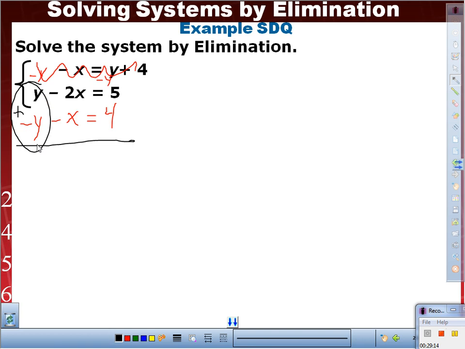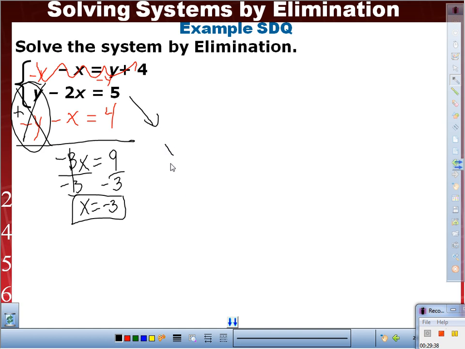So what is y minus y? They cancel. What is negative 2x minus x? Negative 3x. What is 5 plus 4? 9. Divide by negative 3. X equals negative 3. Which equation do we want to use? The top one or the bottom one? Okay, I'm going to use the top.